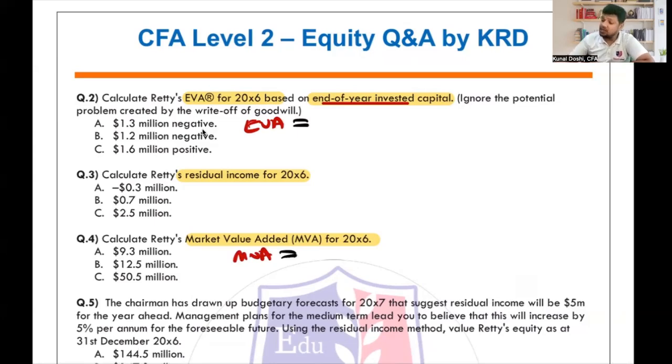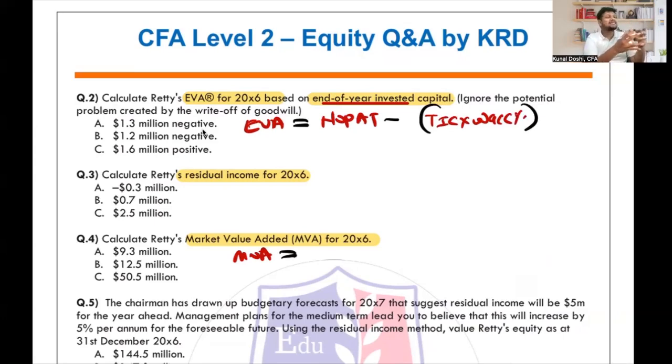Economic value added is based on NOPAT, net operating profit after tax, that is EBIT (1 minus T), minus, see, EVA is for the whole firm, right? So minus, you're going to use total invested capital on which you have to earn the WACC. Total invested capital is debt plus equity, or total fixed assets and working capital. You can use either way. Either you can use debt plus equity, or you can take total assets, fixed and working capital.